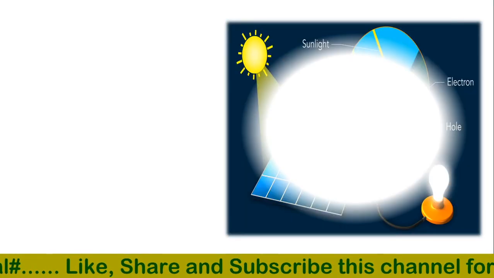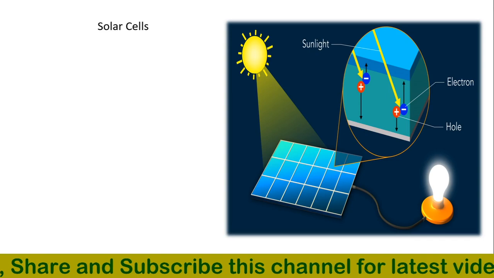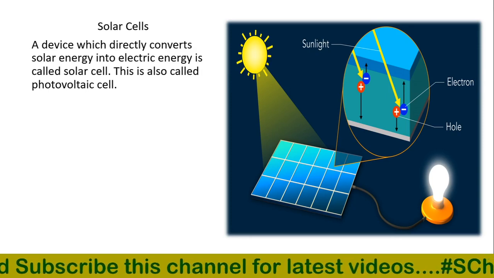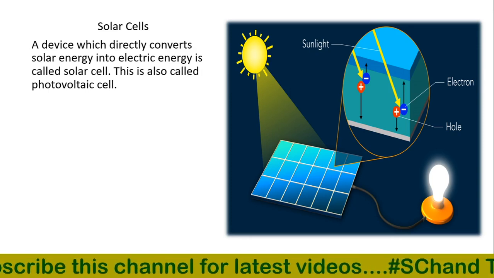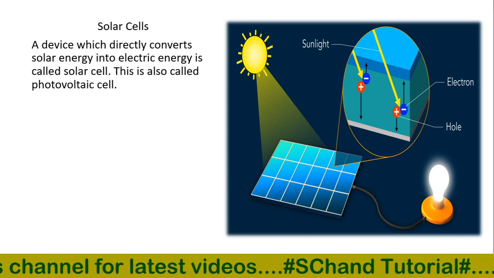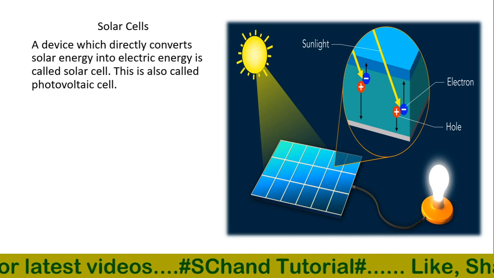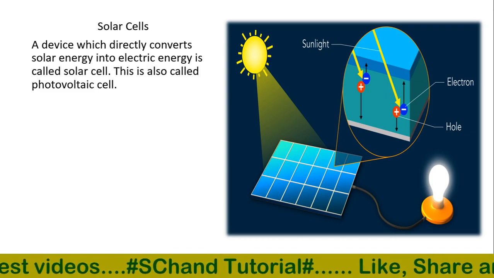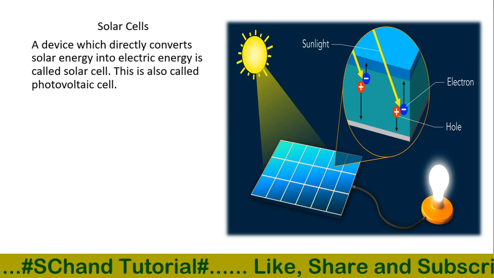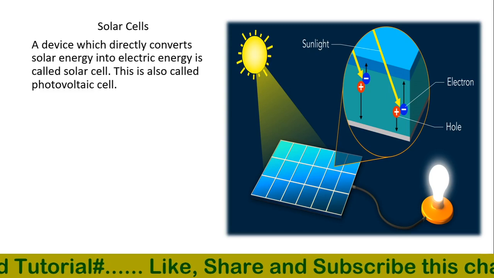So that is the solar cells. Solar cells, what are these cells? A solar cell is a device which directly converts solar energy into electrical energy, and this is also known as the photovoltaic cell. In this, photo stands for light and voltaic stands for the generation of potential difference.